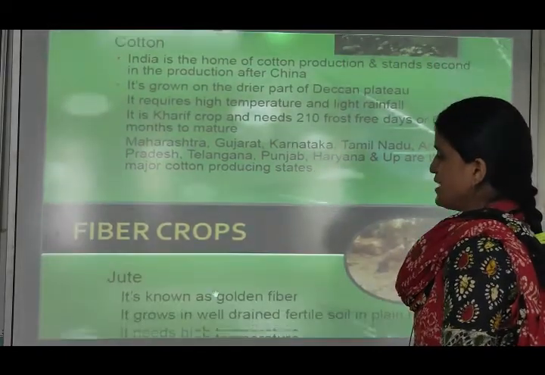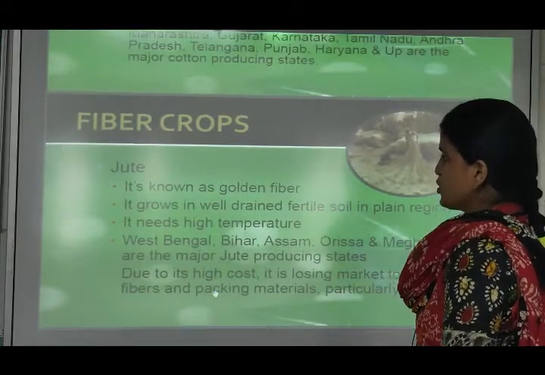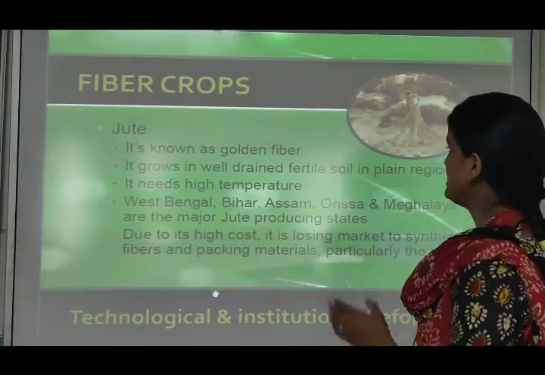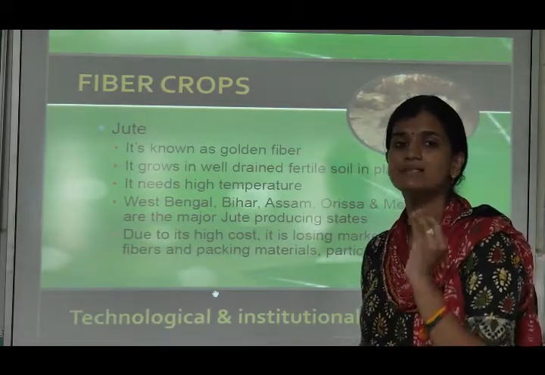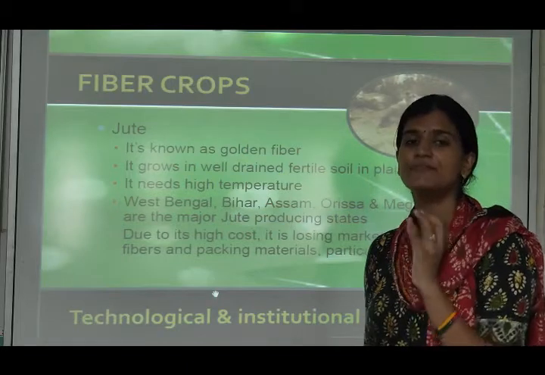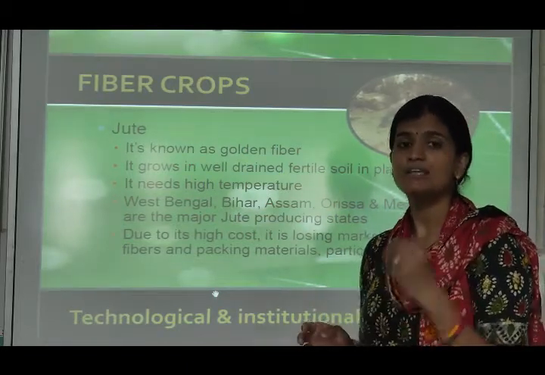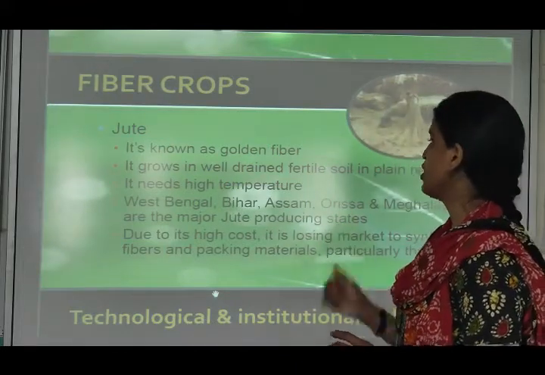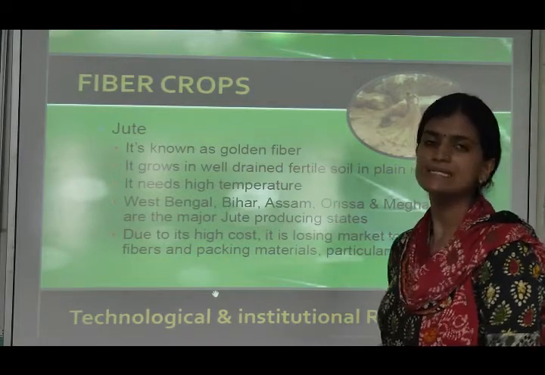Then we come to the next fiber crop, that is jute. Jute is also known as the golden fiber. It grows in well-drained fertile soil in plain regions, where there is a good drainage system and fertile soil. It needs high temperature. West Bengal, Bihar, Assam, Orissa and Meghalaya are the major jute producing states.